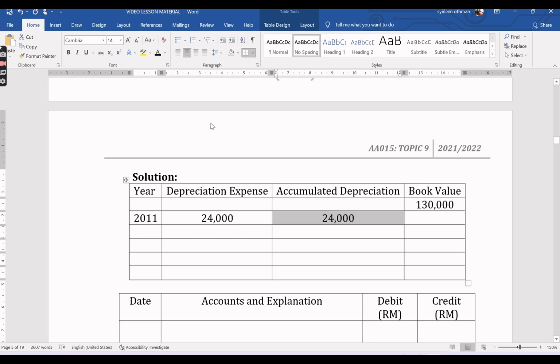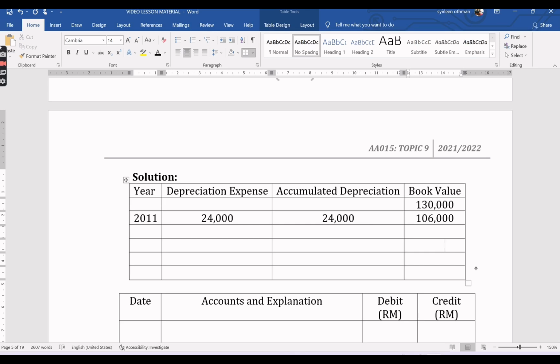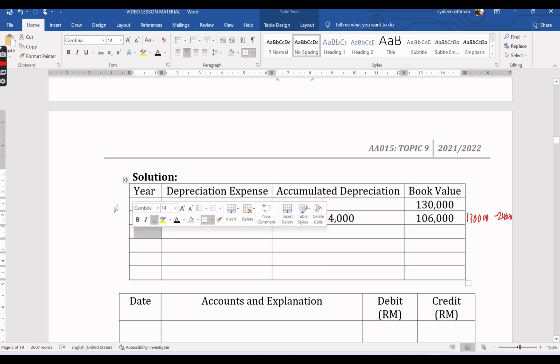When we transfer the amount into your financial position, you'll get the book value. So how much is the book value for the asset? The book value will be 130,000 minus 24,000. That leaves you with 106,000. So this is actually 130,000 minus 24,000. Next year, we're going to do the same thing.